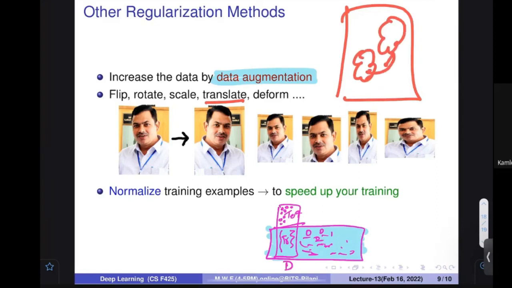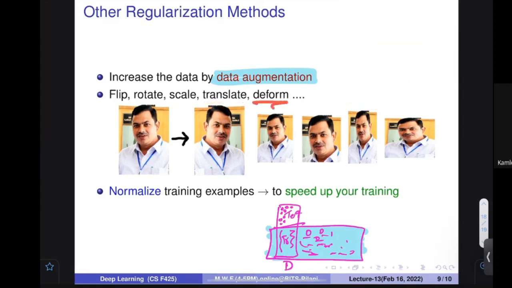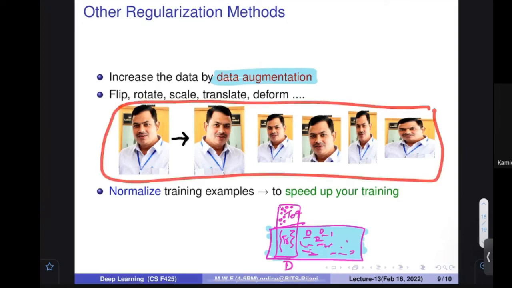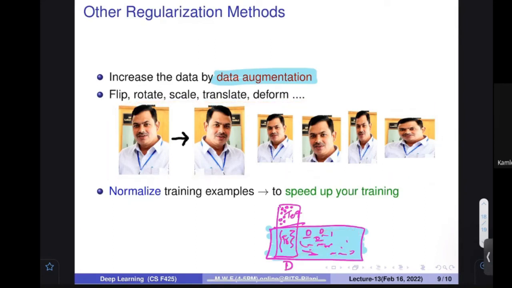You can change the location of the face. Deform: for example, horizontal or vertical deformations you can apply. Small deformation, it's not going to be a radical kind of deformation. By this, you can get more images, more training samples. So if you increase the training samples, most probably your system is going to be better.